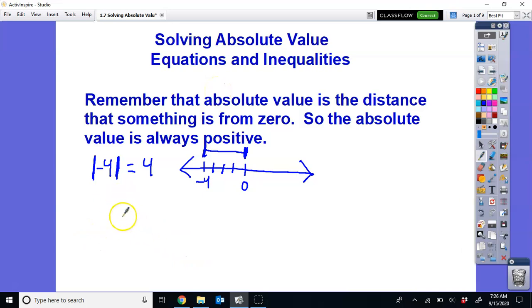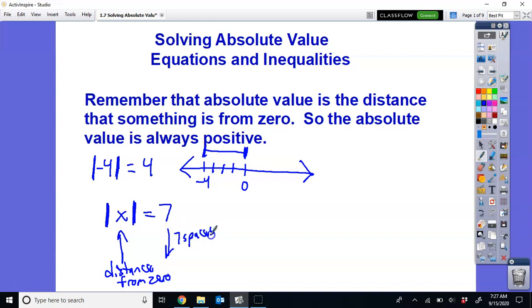So starting off with something simple, something like this. The absolute value of x is 7. So what this is saying is the distance that x is from 0. Remember, that's what an absolute value means. So the distance that x is from 0 is 7 spaces. Okay? So, thinking about a number line, what is 7 spaces from 0?